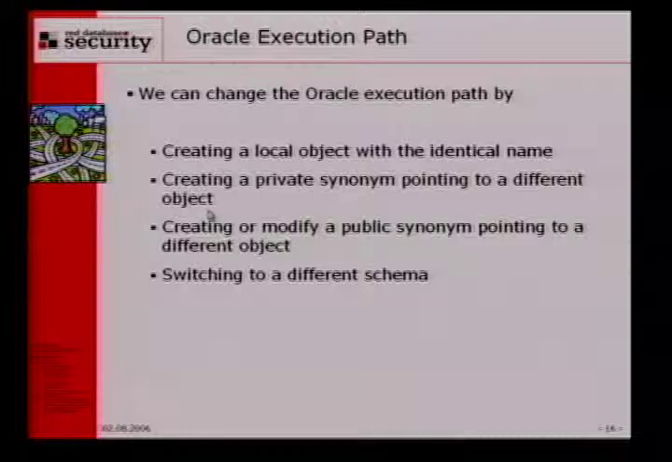And now we have different possibilities to modify the execution path. One possibility is we can create a local object with the same name, for example in the system schema. We can also create or modify a private synonym pointing to a different object. We can create or modify a public synonym, or we can switch to a different schema. All these four ways are able to modify the execution path.